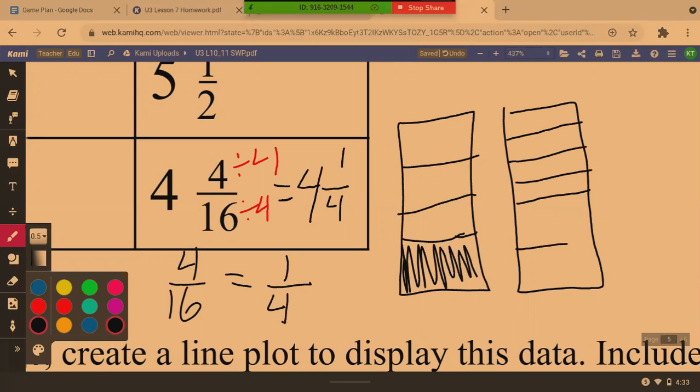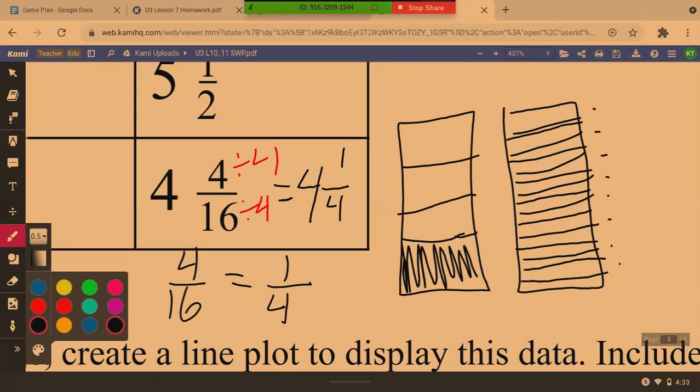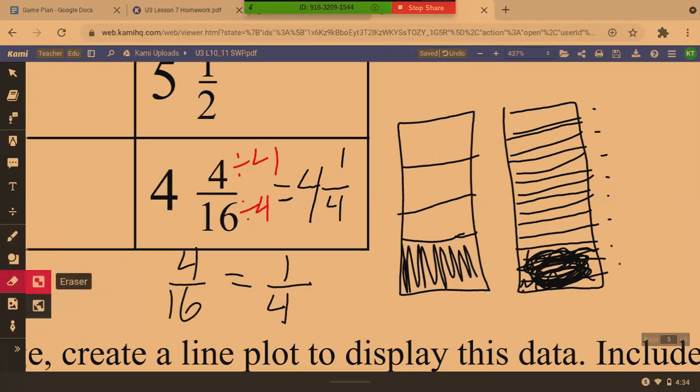it's just cut in, there's just more pieces. Let's see how many. 1, 2, 3, 4, 5, 6, 7, 8. Okay. Boom, boom, boom, boom, boom, boom, boom, boom. So 4 out of 16. 2, 4. It's the same amount. There are just more pieces. We just simplified it. That's all we did.